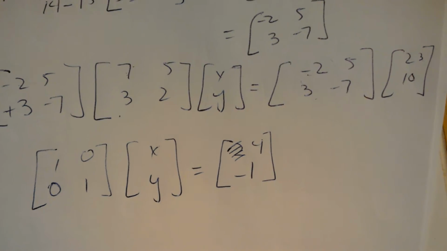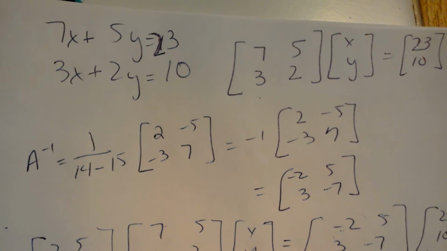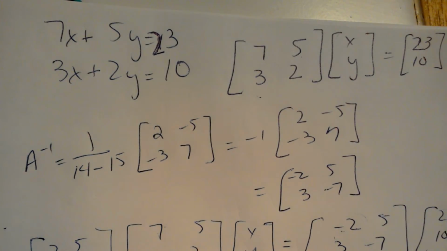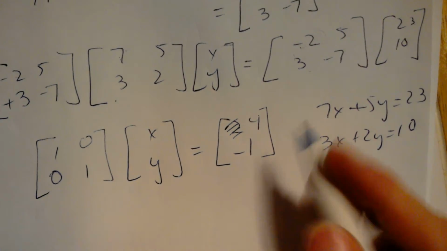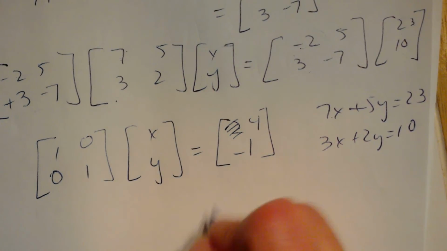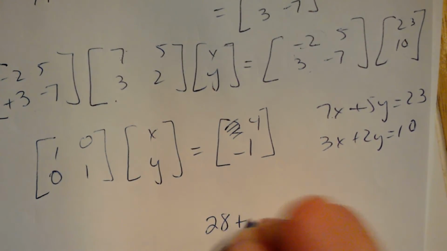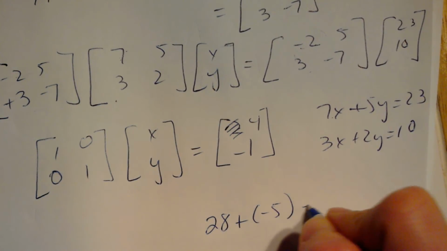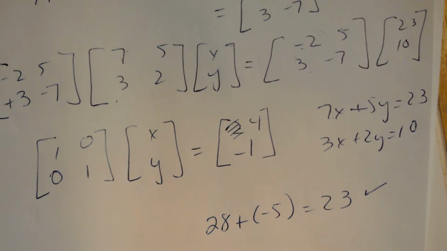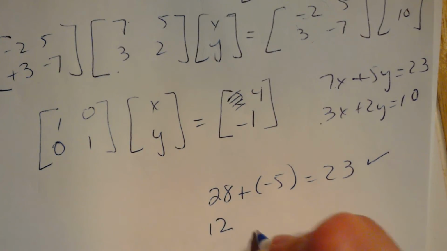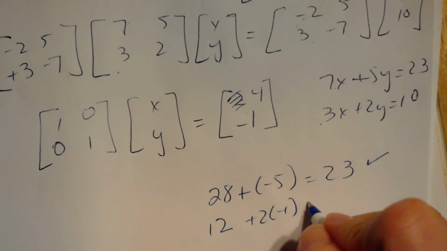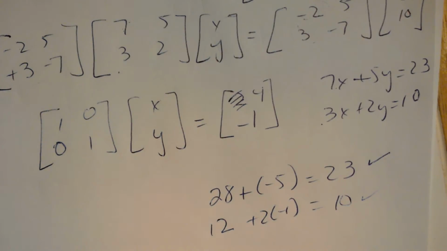Okay, so let's just check our answers real quick. I slide back up. So I'm going to rewrite these down here. 3x plus 2y equals 10. Okay, so let's plug these in. 7 times 4 is 28, plus a negative 5, that is 23, so that works. If I check the other one, 3 times 4 is 12, plus 2 times a negative 1, that's going to give me 10. So they both work.